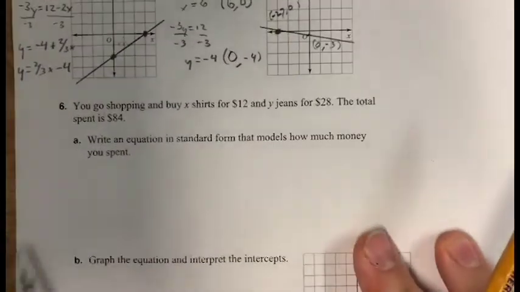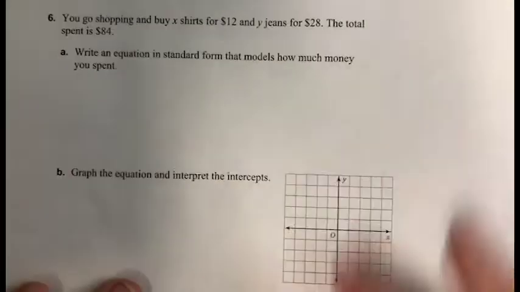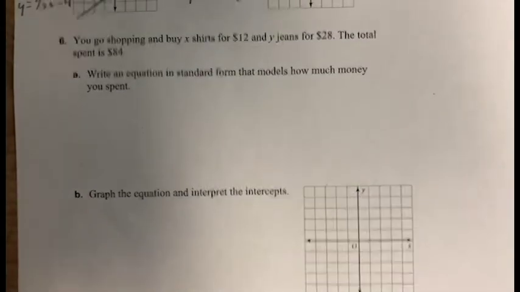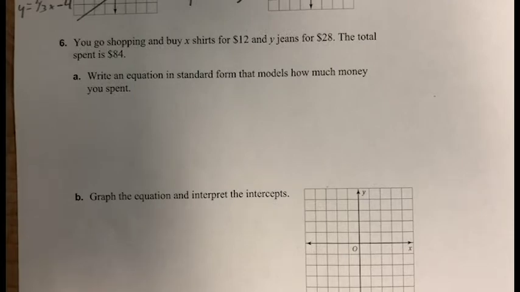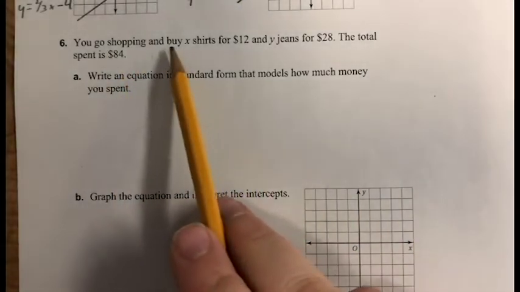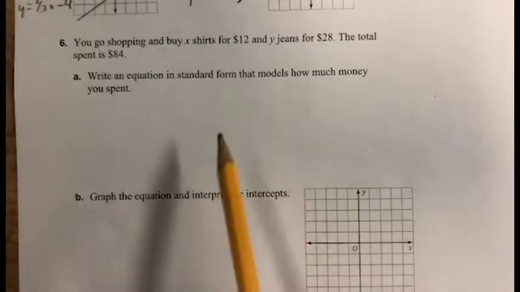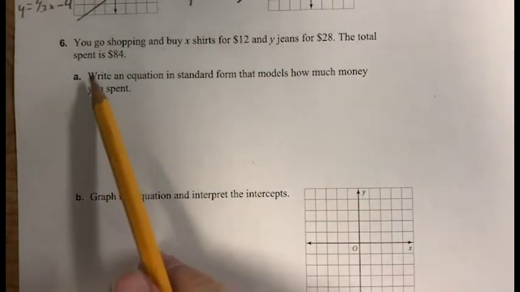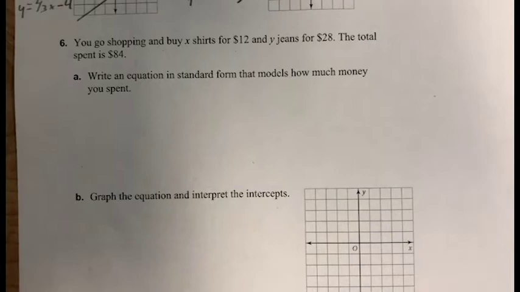All right, so let's move on to number 6, and I'm going to work this out a little bit with you just to kind of help you out. Yeah, we'll do this one together. Why not? It says you go shopping and buy X shirts for $12 and Y jeans for $28. The total spent was $84. Write an equation in standard form that models how much money you spent.